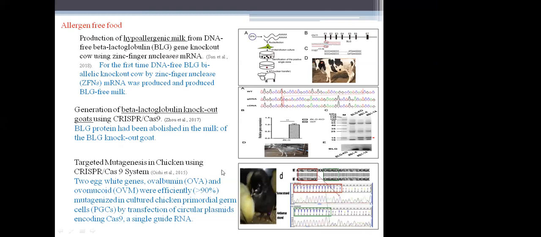In chicken, we know that two of the egg proteins, ovalbumin and ovomucoid, are highly allergenic, but they can be mutagenized using CRISPR technology in the primordial germ cells, and then those eggs can be produced which do not have, or have very small quantities of, these proteins.